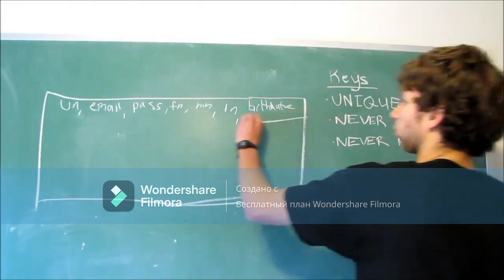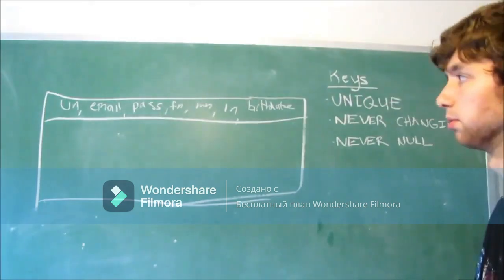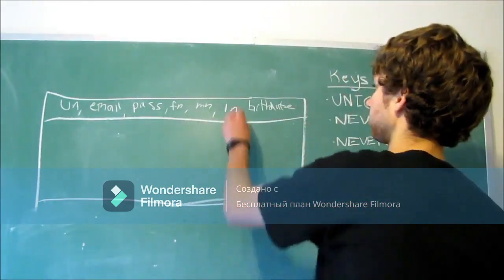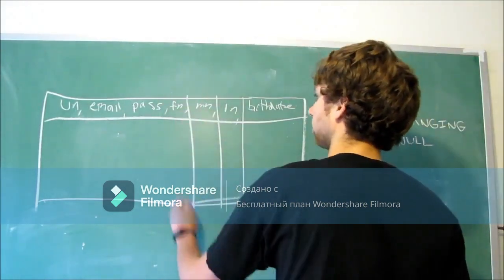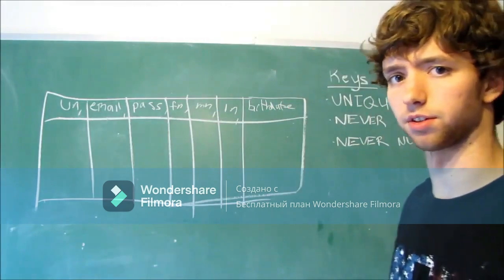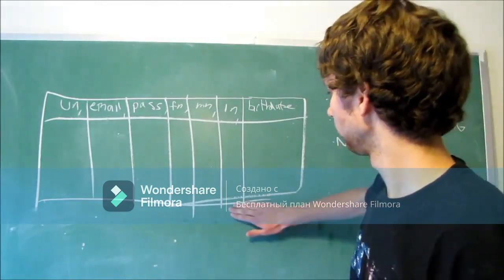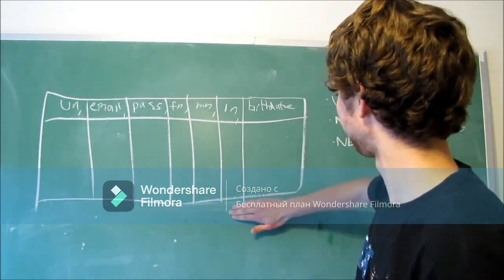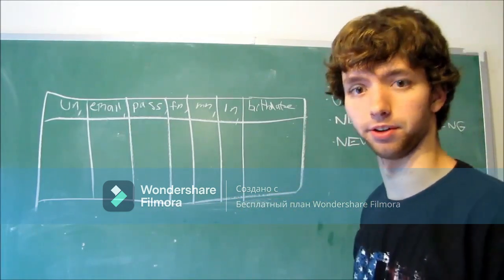So every single row within this table is going to need a value for each one of these columns. I know this is really bad handwriting, but it doesn't really matter how it looks. Just understand the concept. There, now it looks a lot better, I know. You're welcome. Now you can actually understand what's going on.